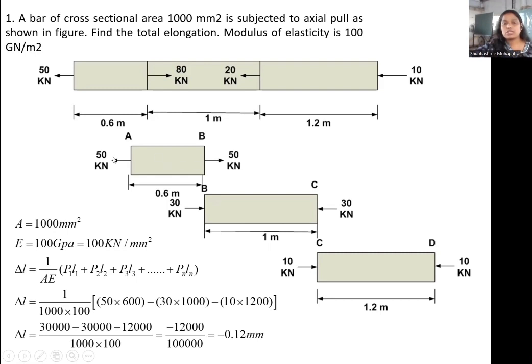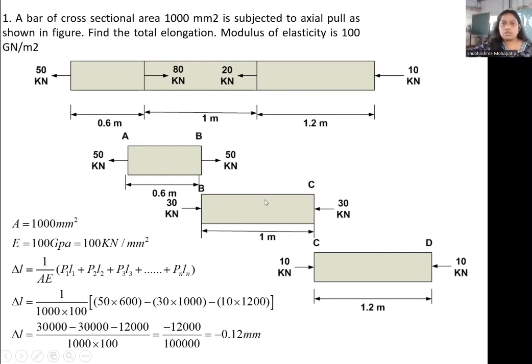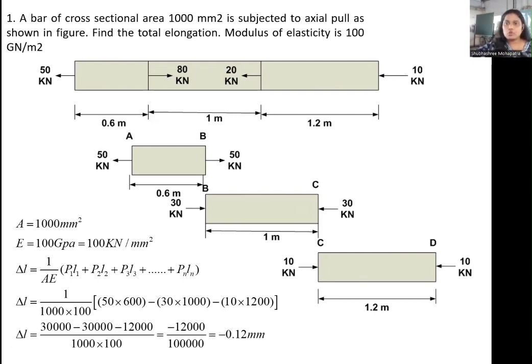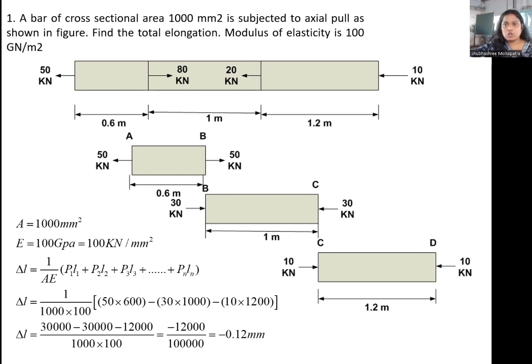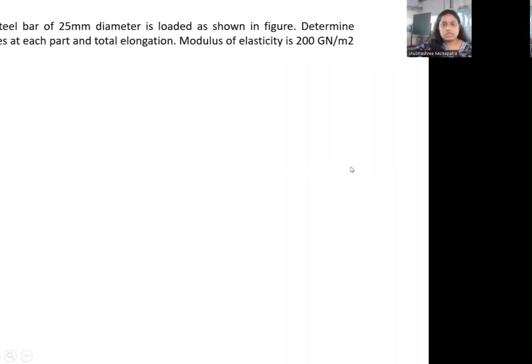Here I have taken it as negative because you can see these forces are tensile in nature at section 1. At section 2 and section 3, the forces are compressive. The force which is compressive in nature, we have to take as negative. That is why I have taken section 2 and section 3 as negative. Now after calculation, we'll get minus 0.12 mm. So there will be a reduction of 0.12 mm when this type of force is acting.